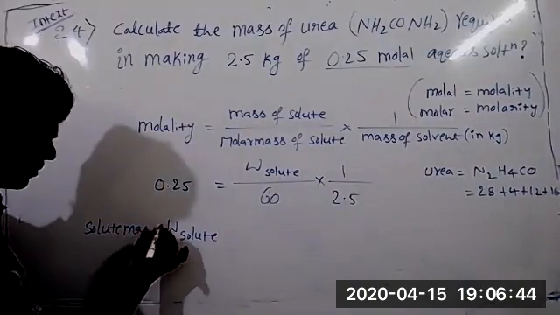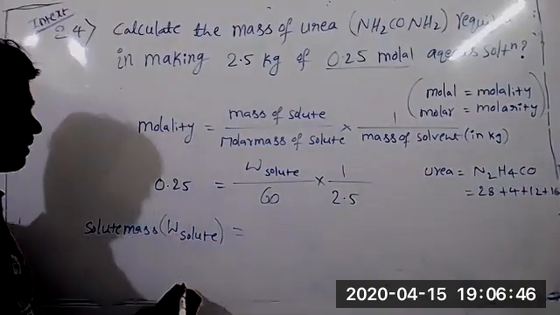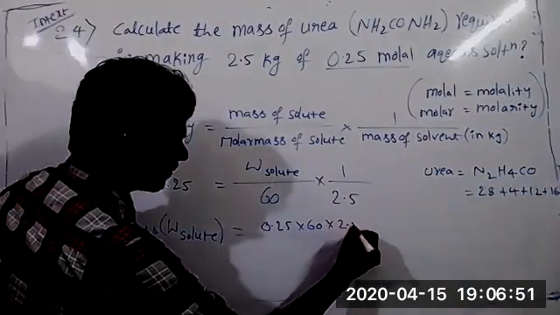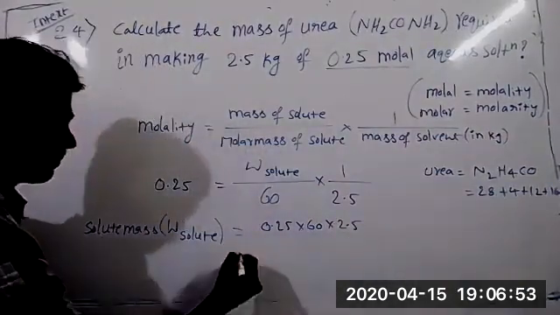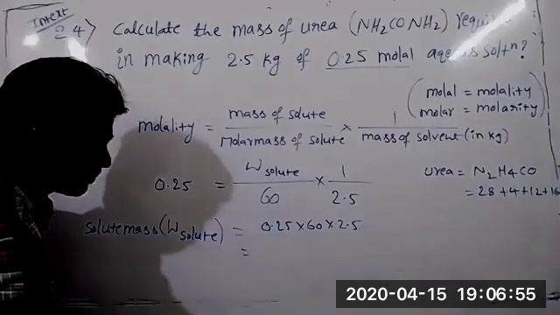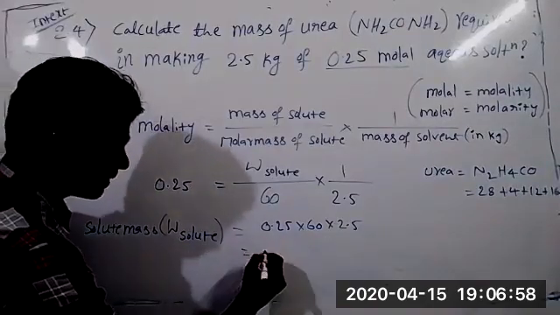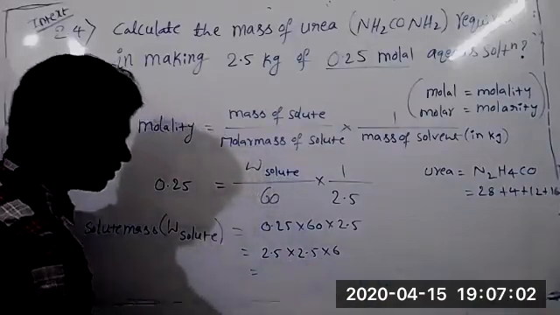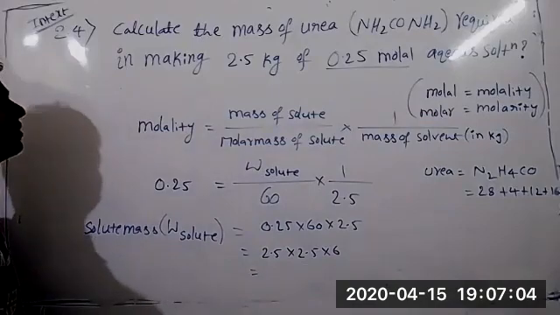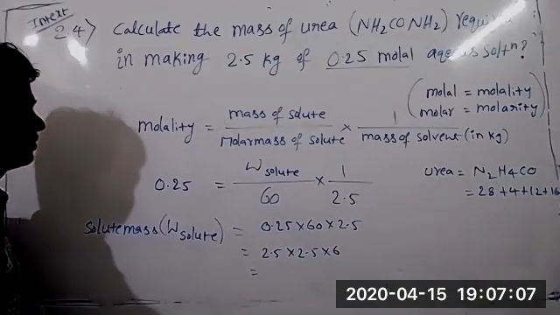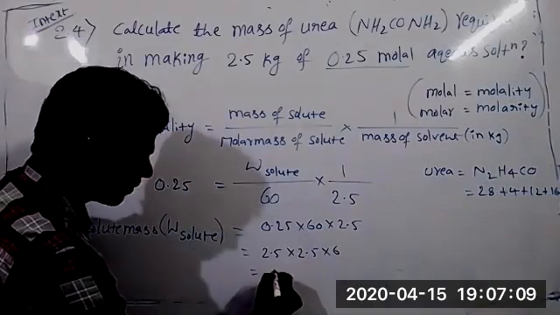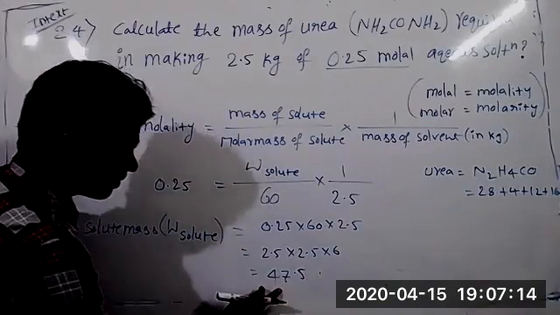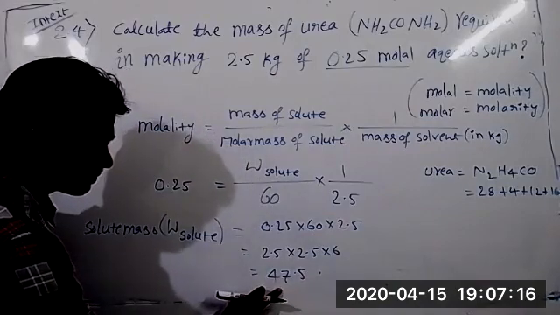Solute mass is 0.25 into 60 into 2.5. 0.25 into 2.5 is 0.625, into 60 is 37.5. Correct? 37.5 grams.